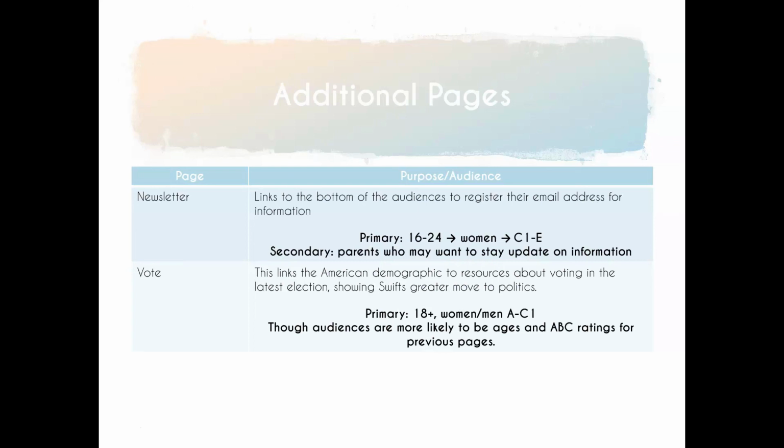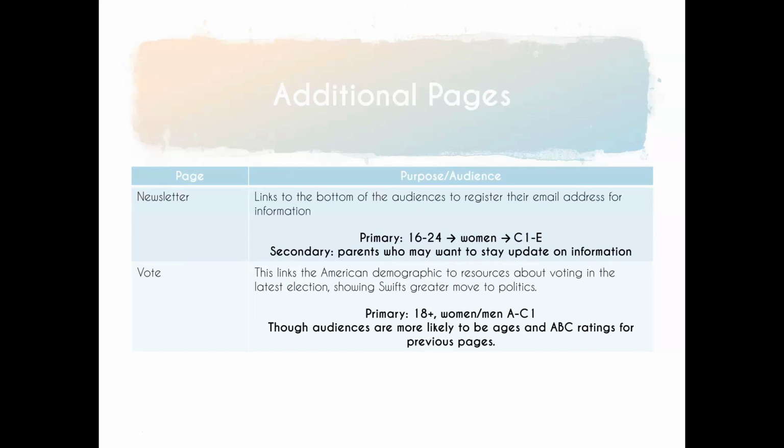And obviously this is going to target specifically an American demographic. It's also going to target a demographic who are 18 plus. Obviously they have to be of an age to vote. And they're going to be both women and men who are anywhere on that ABC scale, although more likely to be A to C1 in order to understand and to take in that information.